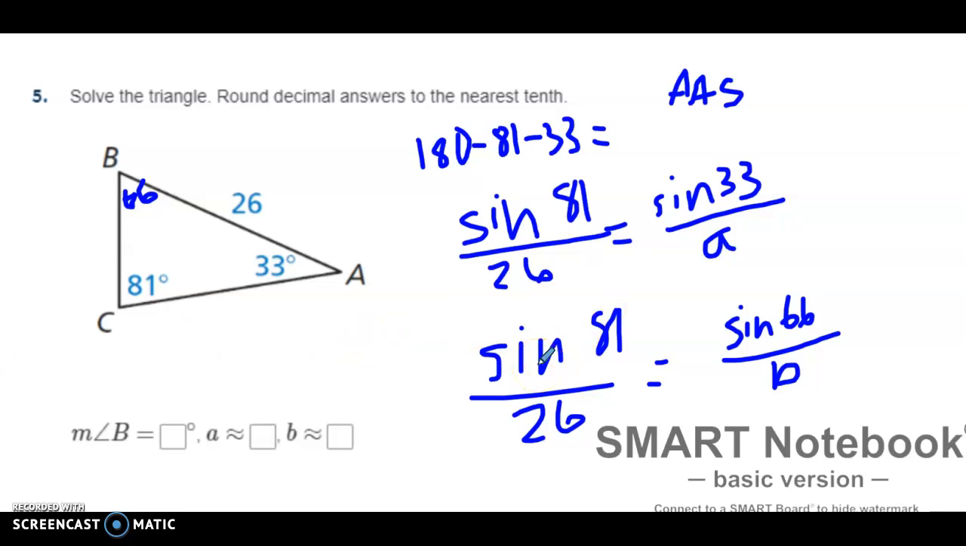Then to find B, you're going to take that same ratio, sine of 81 over 26, equals the sine of 66, which is the angle we found for B, over B. 26 times the sine of 66, divided by the sine of 81, and you find B to equal about 24.